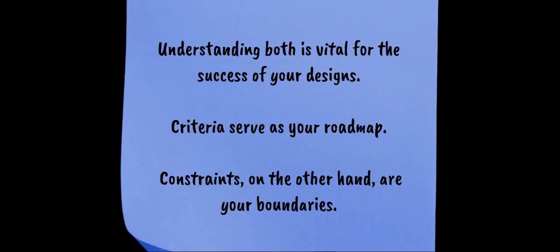Understanding both of them is vital for the success of your design because they are the baseline. Criteria serve as your roadmap. It's not your goal, but it's more specific, to know where you want to get. Constraints are, on the other hand, your boundaries, where not to go, what your limits are. That is what I'm going to try to model for the students, what I'm going to explain to them.